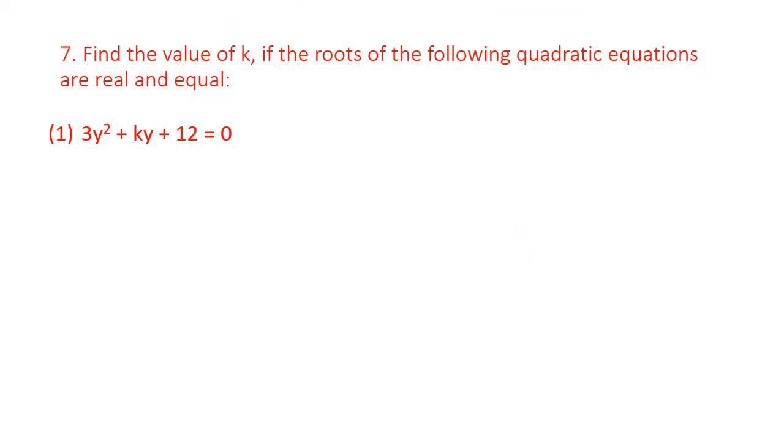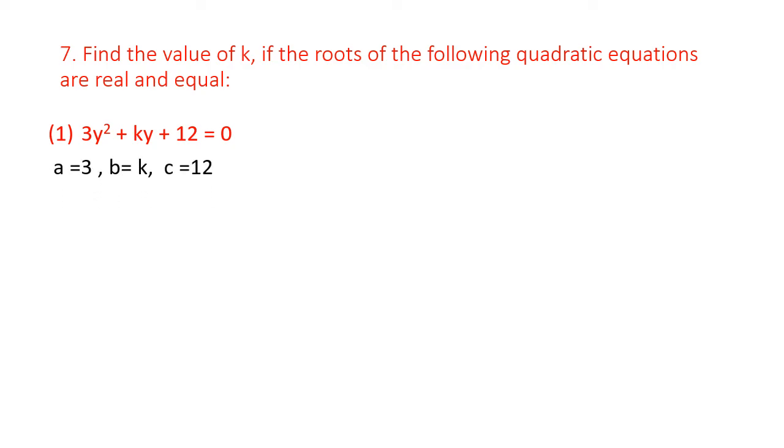Find the value of k if the roots of the quadratic equation are real and equal. So what have they said? The roots, meaning the answers, are real and equal. Real and equal means we have to remember the delta, the discriminant. Real and equal means delta is equal to 0. Yeah, so that's what we're going to do.